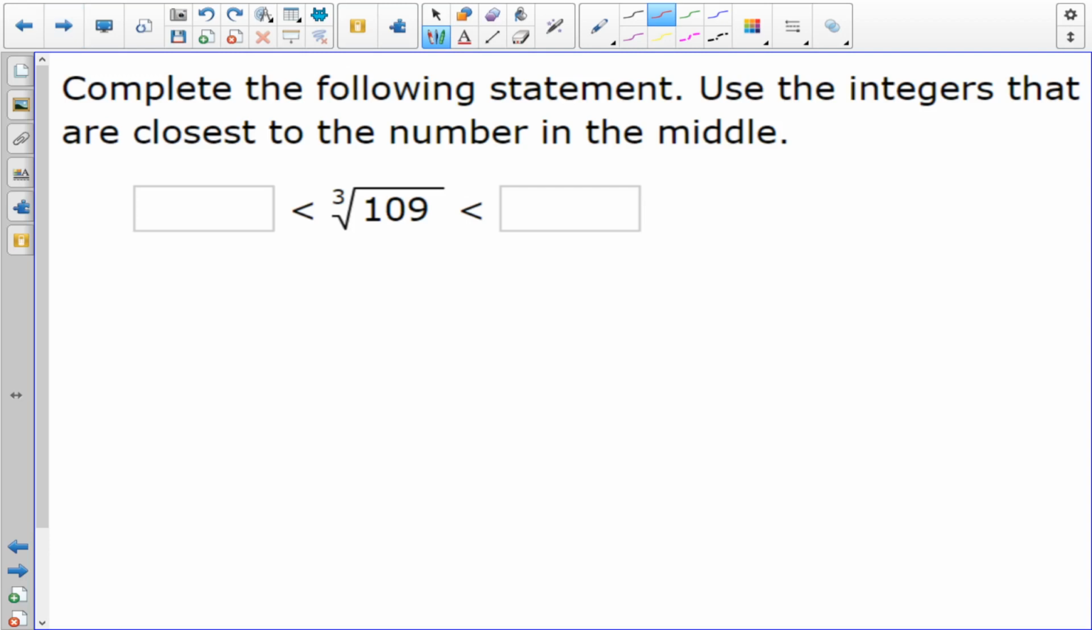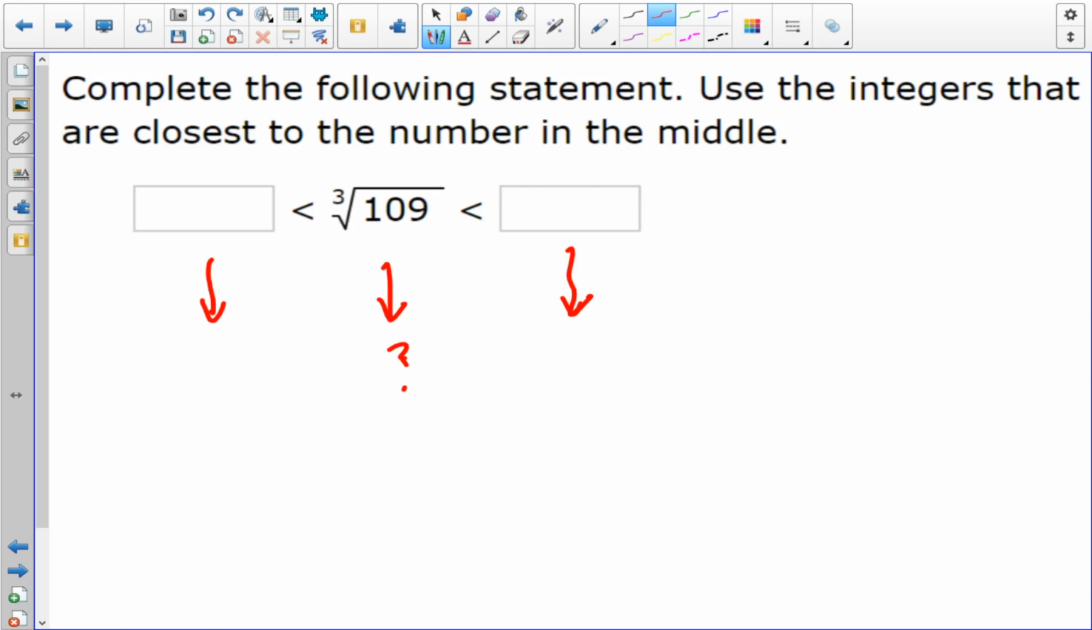All right, so the next kind of problem you're going to get is it's going to say, complete the following statement. Use the integers that are closest to the number in the middle. So what we are looking for is what three numbers multiply together to be 109, or to be the closest to 109. So we're going to have something here and we're going to have something here so that we can estimate this. This is going to be between these two.